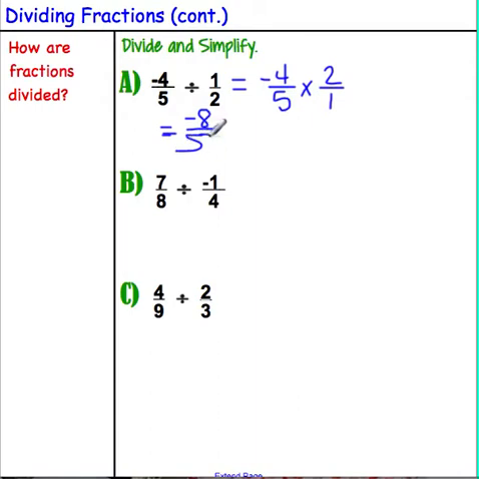So we get negative 8/5. Now, negative 8/5, we could simplify that to negative 1 3/5, which would be encouraged, although if you don't do that on the quiz, I will not count it against you.